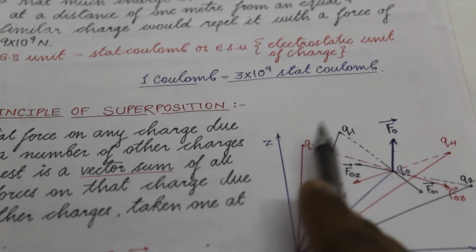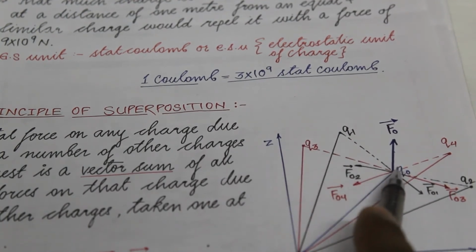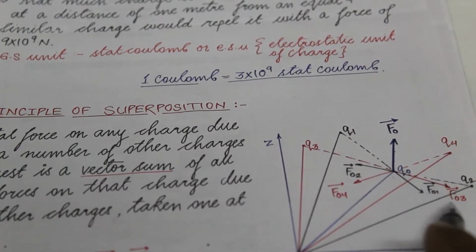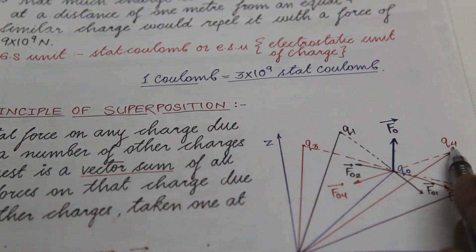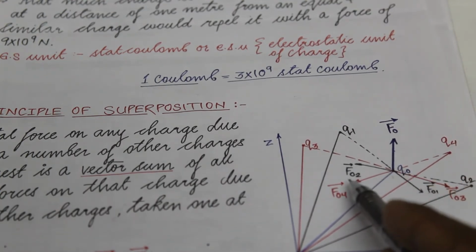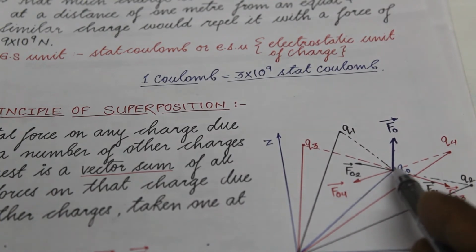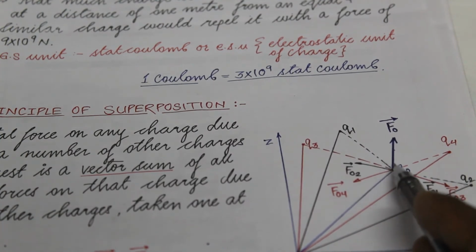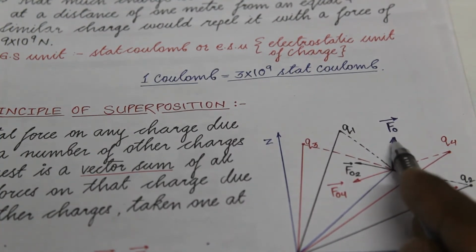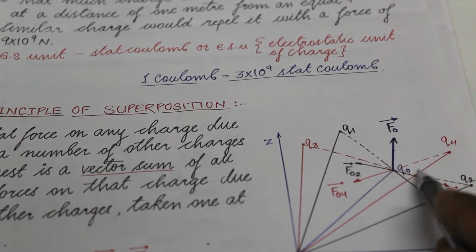Force on Q0 due to Q3 will be along this line. It is given by F03. Similarly, due to Q4, it is along this line given by F04. So what would be the net force acting on Q0? It will be the vector sum of all the forces, which is given by F0. So this is the resultant force acting on Q0.